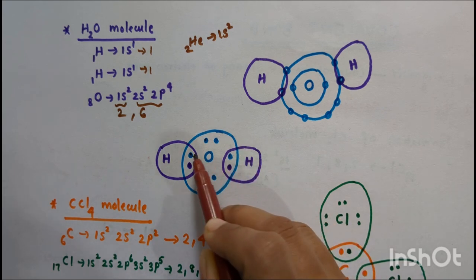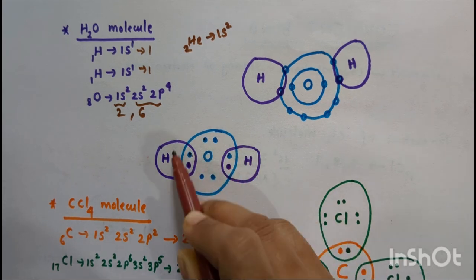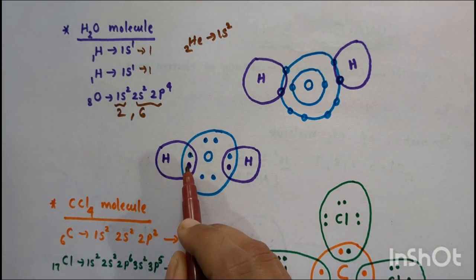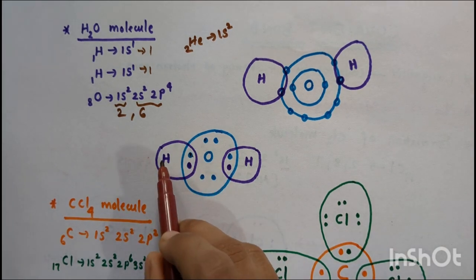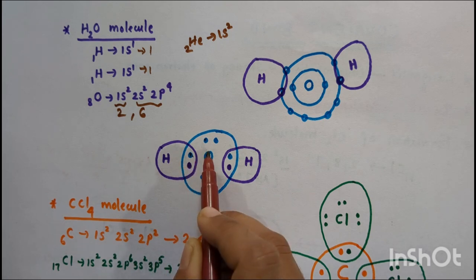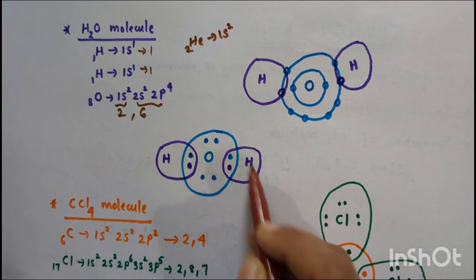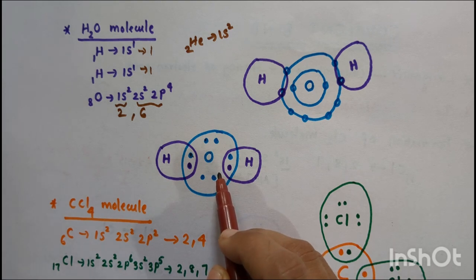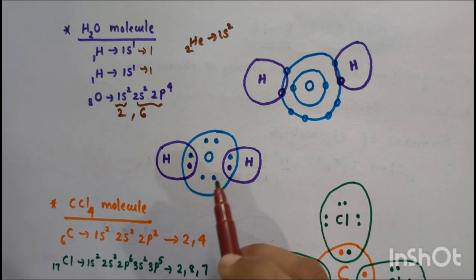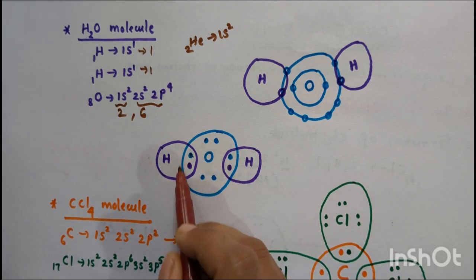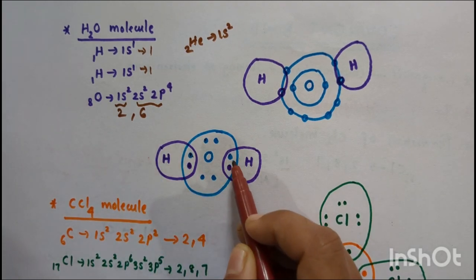So the oxygen atom shares its 2 electrons with 2 hydrogen atoms, and each hydrogen atom shares its 1 electron with the oxygen atom. This hydrogen atom shares its 1 electron with the oxygen atom. This hydrogen atom also shares its electron with the oxygen atom. So shared electrons form covalent bonds. Here we have 2 covalent bonds: 1 covalent bond here and another covalent bond here.